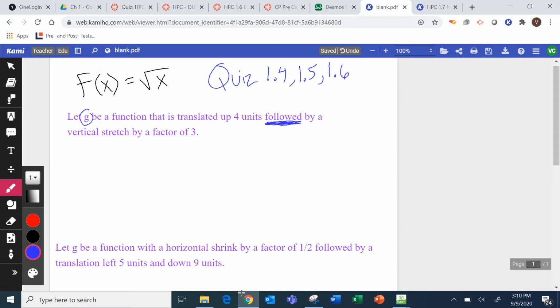So this says we have to do the translation up first. I'm going to take my f of x equation and translate it up 4. So we'll have square root of x and then plus 4 on the outside. So it's taking my function, moving it up 4. Now, after that, we're going to do a vertical stretch by a factor of 3. The vertical stretch has to vertically stretch the entire function. So we're going to take 3 times the entire function.